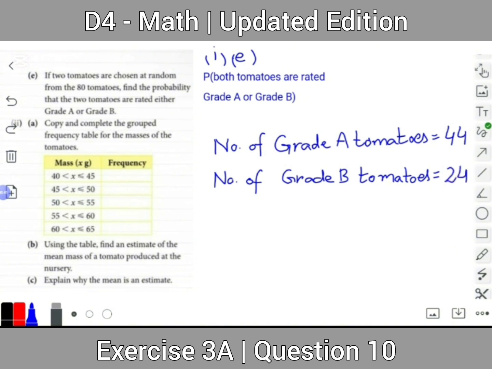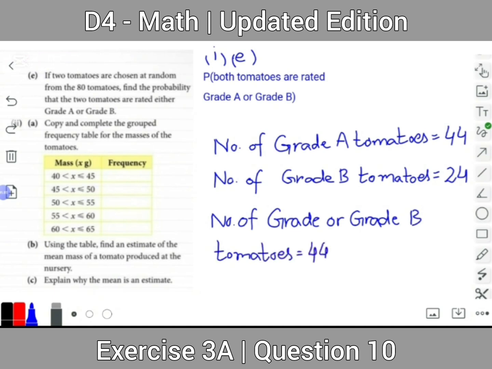Now we have to find the number of grade A or grade B tomatoes. So for this, we will add the number of grade A tomatoes to the number of grade B tomatoes. So 44 plus 24 is equal to 68. So the number of grade A or grade B tomatoes is equal to 68.